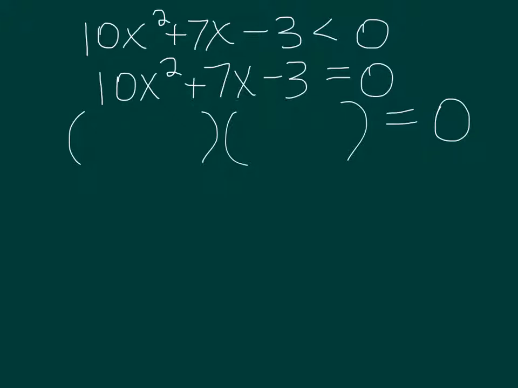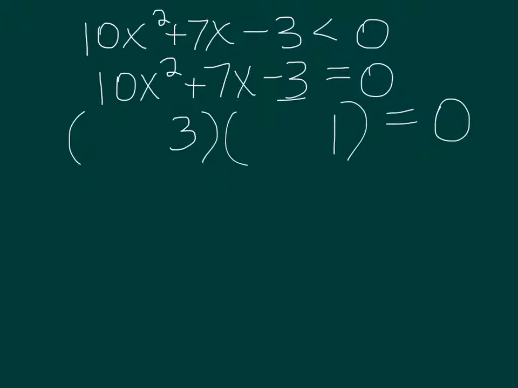If we start by thinking about the minus 3, I need two things that multiply to 3. I don't have any options at all. It's got to be a 3 and a 1. And now I need two things that multiply to 10x squared. So I have a few options here. It could be 10x and x, or it could be 5x and 2x.